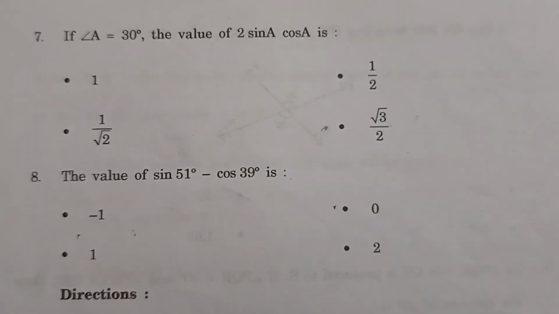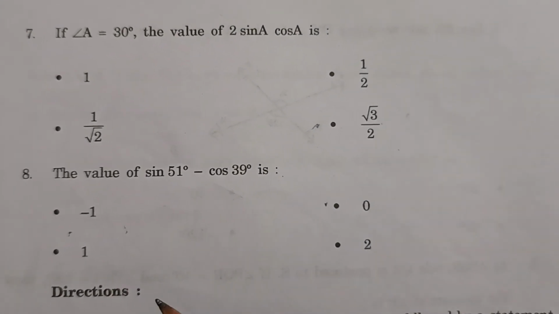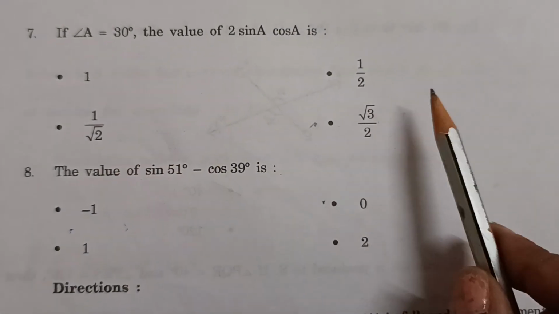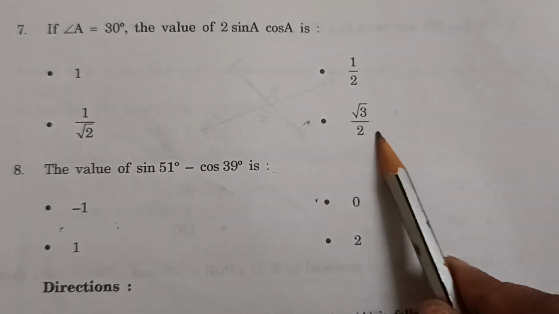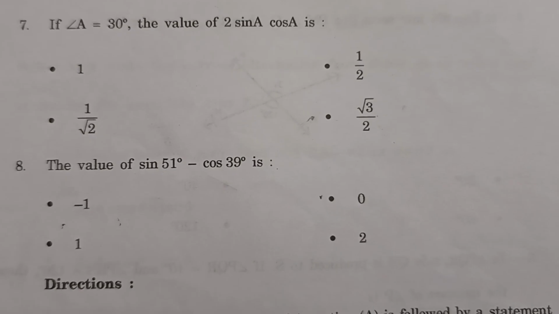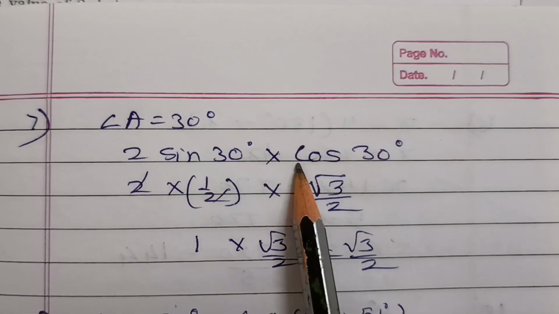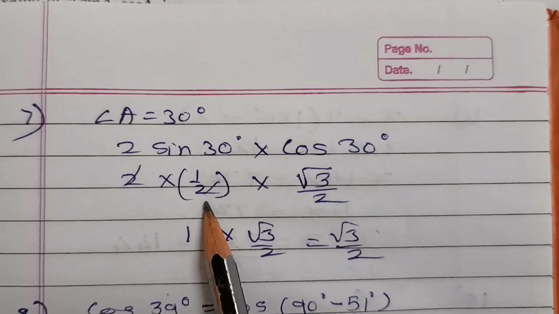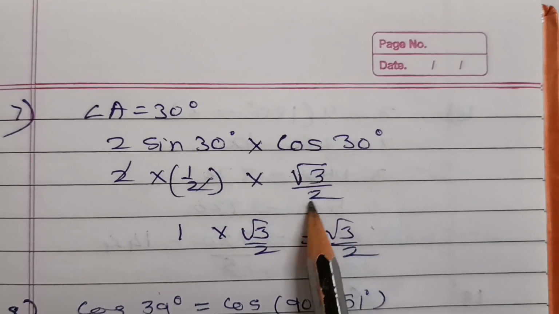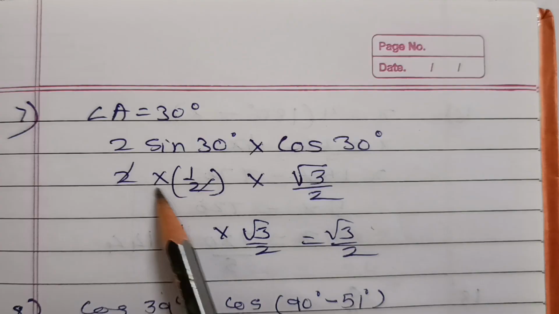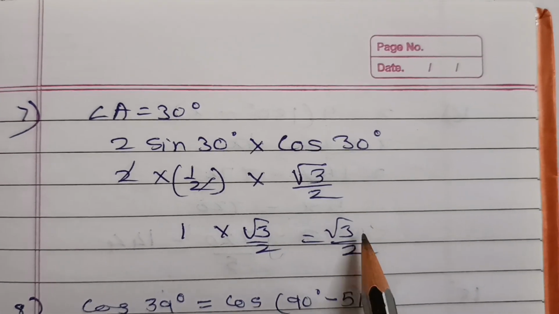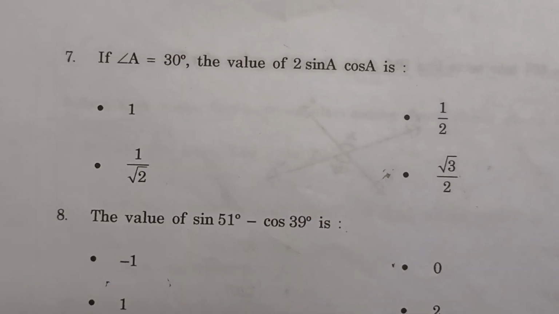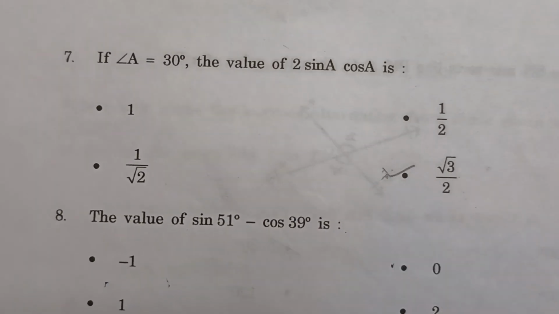Here we have to substitute the known values. And the options are 1, 1 upon root 2, 1 upon 2 and root 3 upon 2. Angle A is 30 degree, 2 sin 30 into cos 30 degree. So 2 into sin 30 value is 1 upon 2 and cos 30 is root 3 upon 2. 2 will get cancelled. 1 into root 3 upon 2 is root 3 upon 2. So the correct option is root 3 upon 2.